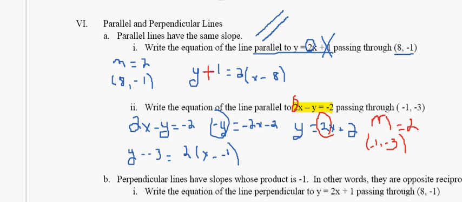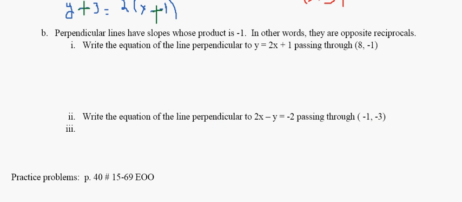So I'm going to do y minus -3, y minus the y-coordinate, equals my slope, x minus the x-coordinate, x minus -1. Again, it's perfectly fine to leave it in point-slope form, unless you're told otherwise, but do not leave your double negatives. So make sure you change your minuses to pluses. And then you're good to go.